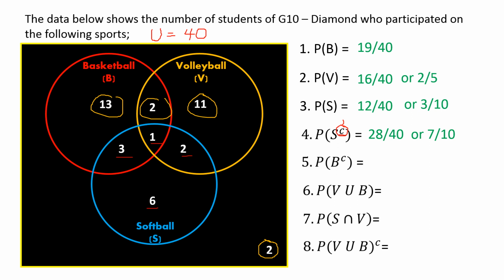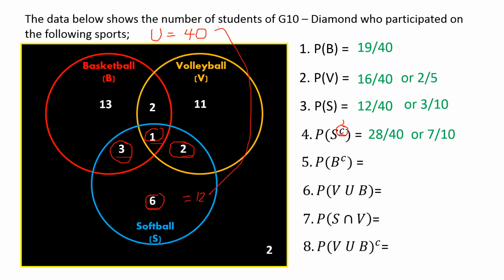Or we may also use a different approach in looking for the complement of S. We may just simply add the numbers that are within the softball region. So we have 3 plus 1 plus 2, that gives us 6, plus 6 gives us 12. And we subtract that 12 from our universal set. So 40 minus 12, the answer is 28. So it is true that the answer is 28. So 28 over 40, or 7 over 10.